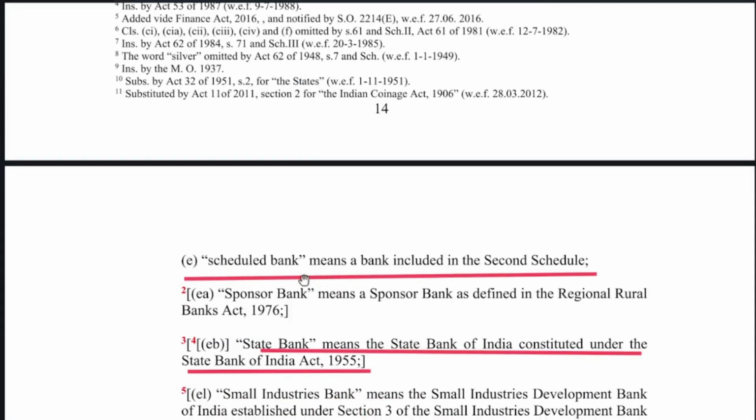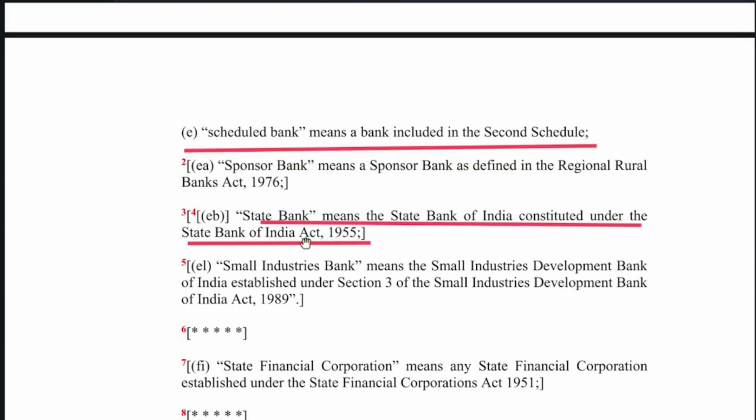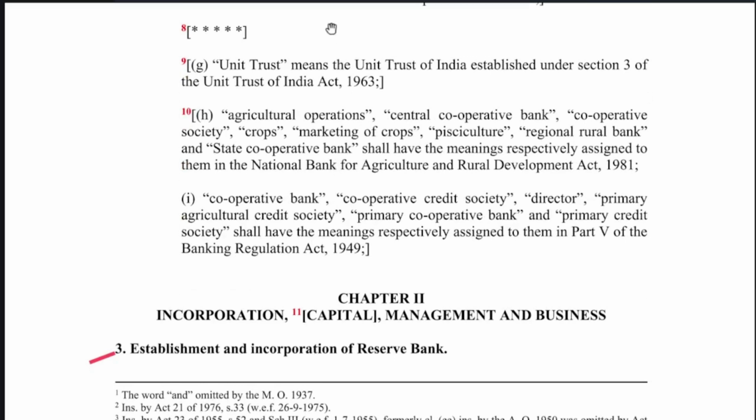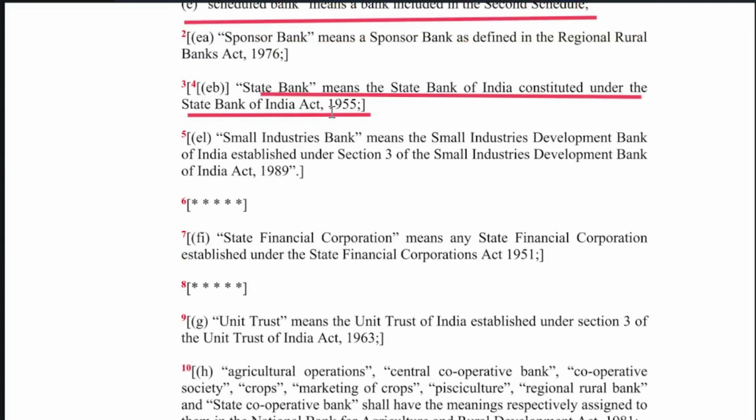Let's move further. Scheduled banks. Scheduled bank means banks included in the second schedule. These scheduled banks are essentially the scheduled commercial banks that I have already talked about just a few minutes back. And then there is the state bank. State bank means the State Bank of India, constituted under the State Bank of India Act 1955. There are the names of other organizations as well: State Financial Corporation, Unit Trust of India, Agricultural Operations, Cooperative Banks, and so on and so forth. But the most important definitions I have just talked about.